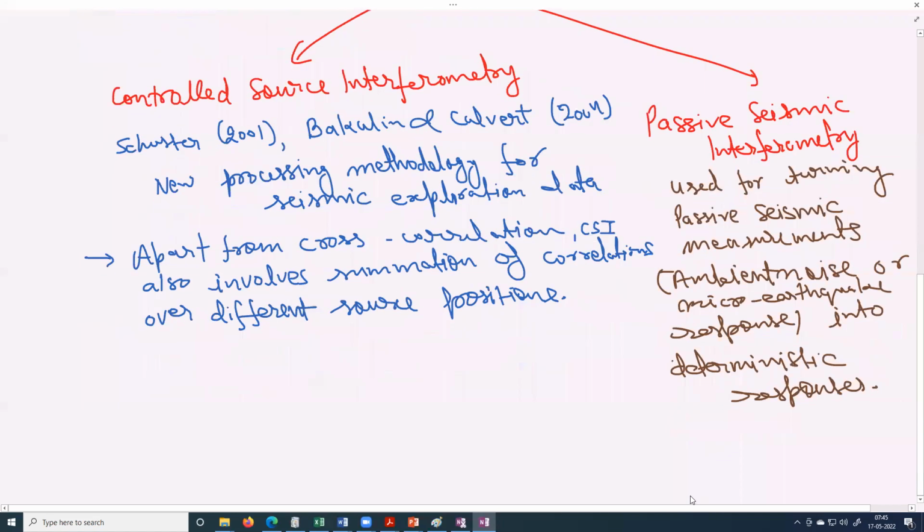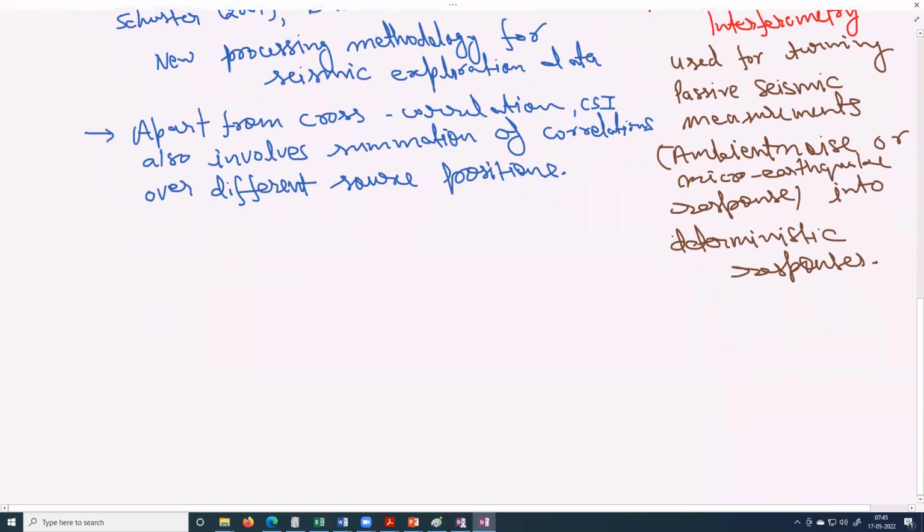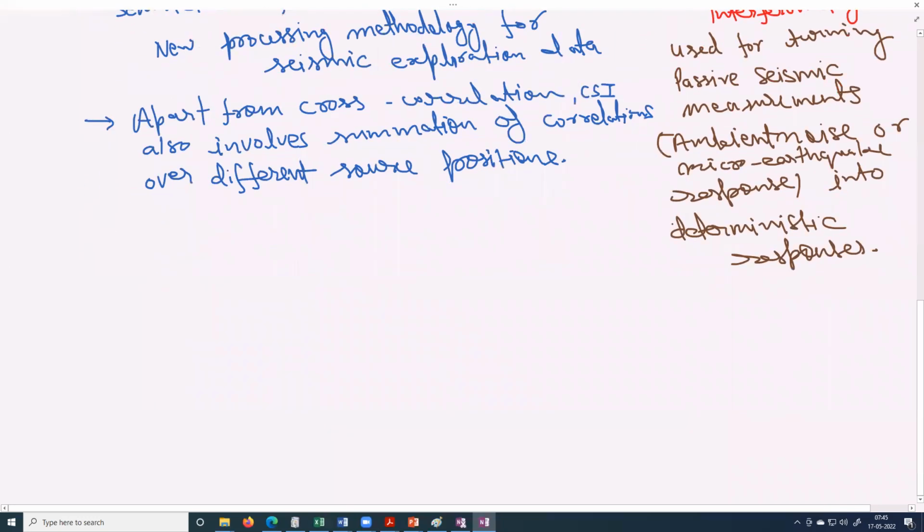Okay, so overall, in all cases, a response that is retrieved by cross-correlating two receiver recordings can be interpreted as the response that would be measured at one of the receiver locations as if there were a source at the other. So this is what seismic interferometry does.